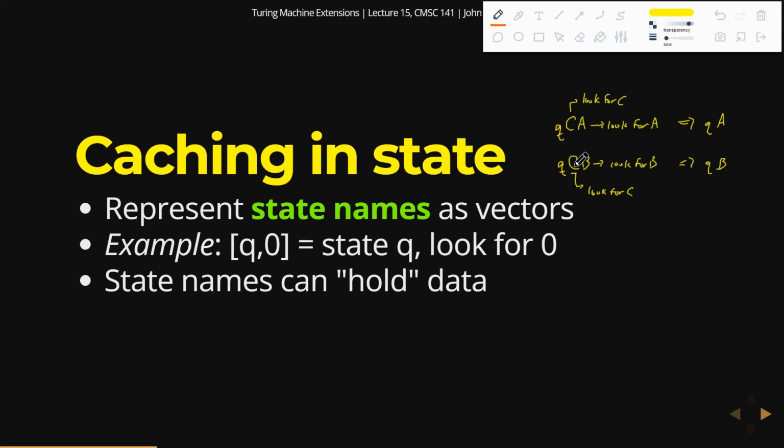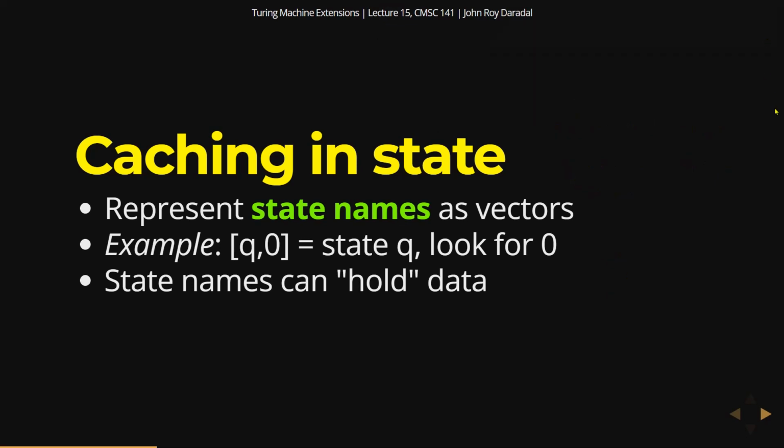So you could write it Q0, meaning you are in state Q and you're looking for 0. If you're looking for 1, you might write it as Q1. Okay, so you are packing information into the state name itself. So it seems like the state name can hold data as well. Okay, so that is what we mean by caching in state.